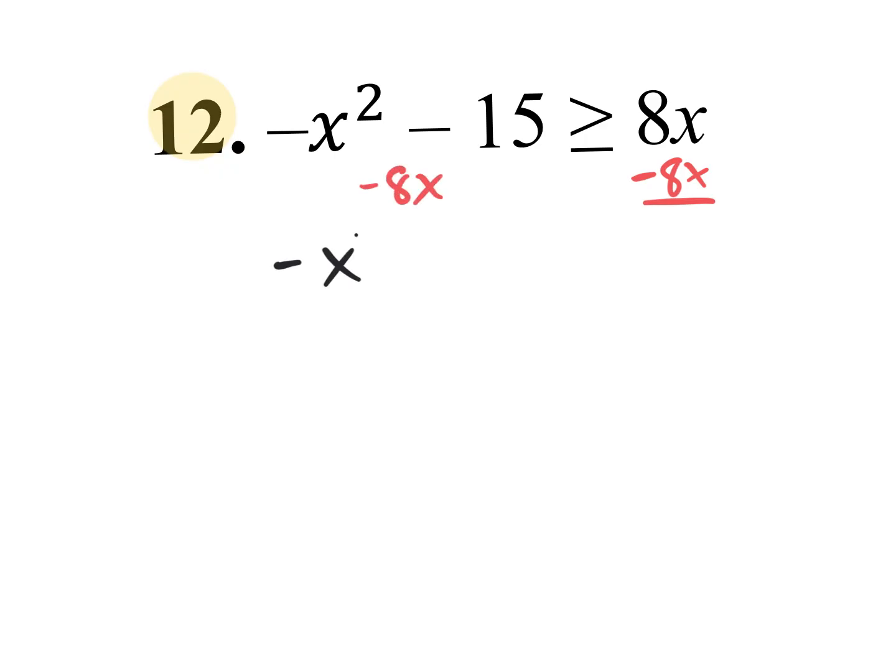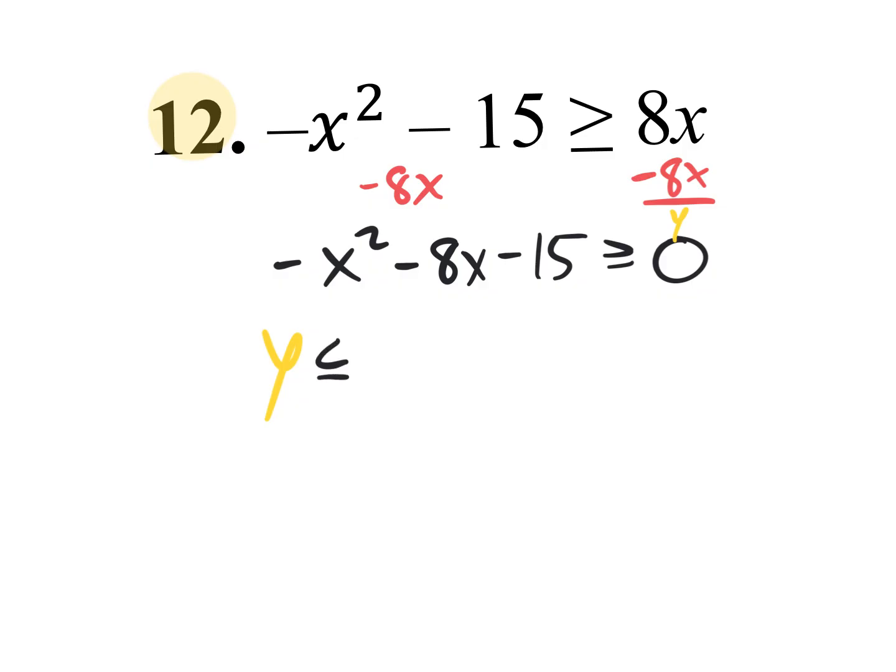So you're going to have negative x squared minus 8x minus 15 is greater than or equal to 0. Now keep in mind that 0 is where the y used to be at. So now you could flip it all and put the y on this side, and it would be less than or equal to the negative x squared minus 8x minus 15. I hope you guys already understand that process. So replace the 0 with the y and then move it to this side.